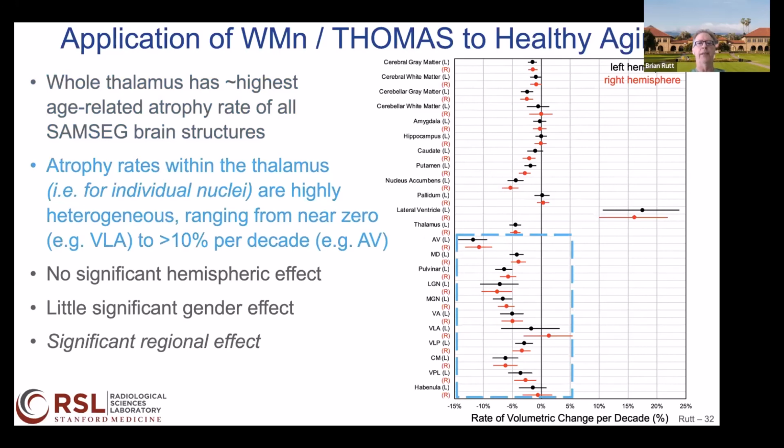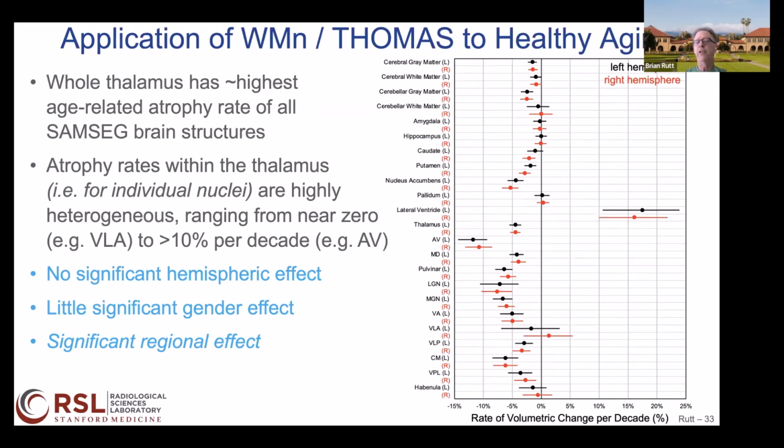But then, even more interestingly, once we start going inside the thalamus, we see that atrophy rates for individual nuclei are highly heterogeneous, ranging from near zero, for example the VLA nucleus, to more than 10% per decade, for example the AV nucleus. As you can see, running down this range of atrophy rates. Here again, black is the left hemisphere and red is the right hemisphere. So there was no significant hemispheric effect. There's little significant gender effect. There was some statistical significance for one of the thalamic nuclei, the CM nucleus, but not much else.